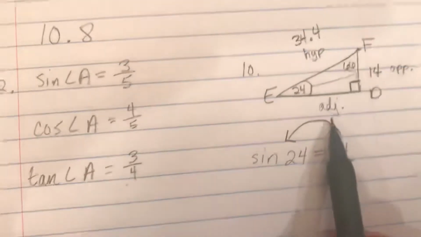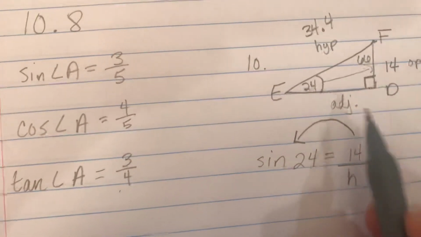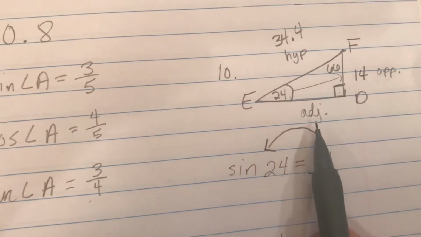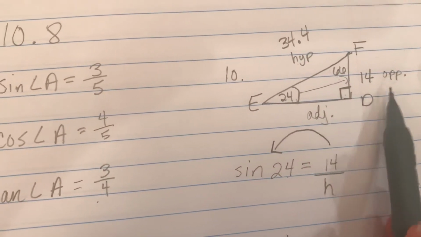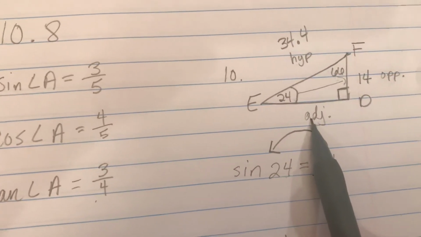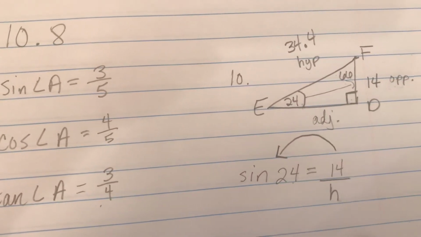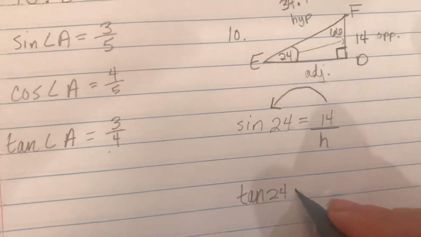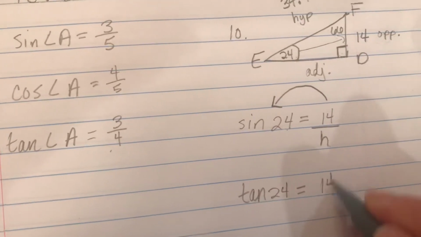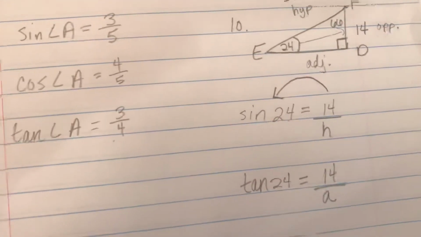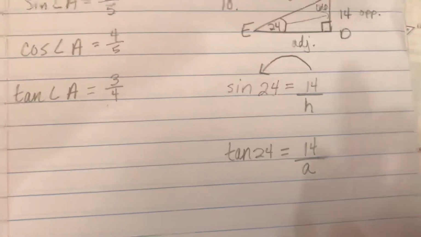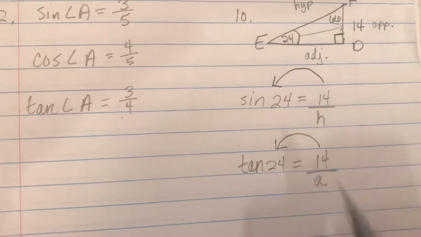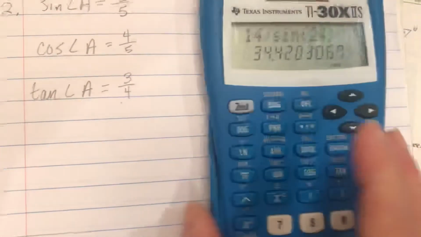Okay, now let me find my adjacent side. Again, I'm using angle 24 because that's what I decided at the very beginning. This time, I'm looking for adjacent. I have the opposite. I'm looking for adjacent. What's opposite over adjacent? Well, that would be tan. So I'm going to do tan of 24 equals the opposite side over the adjacent side. Again, if the variable's on the bottom, you do this divided by this. So 14 divided by tan of 24.